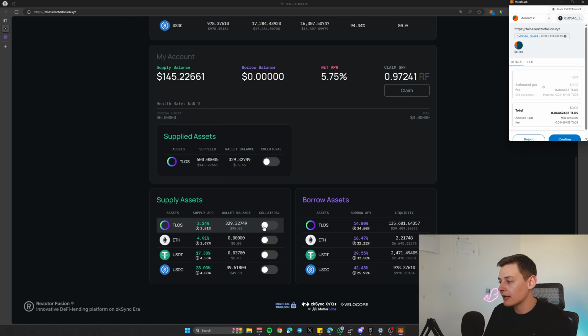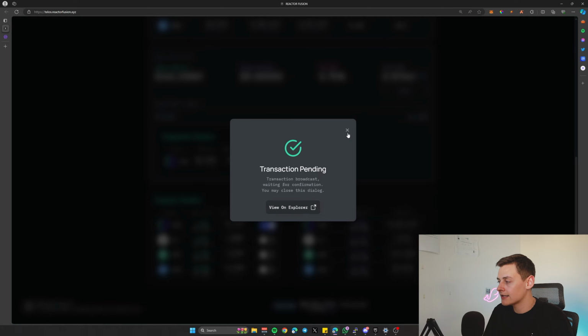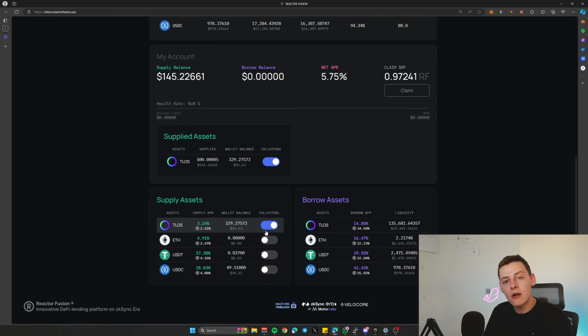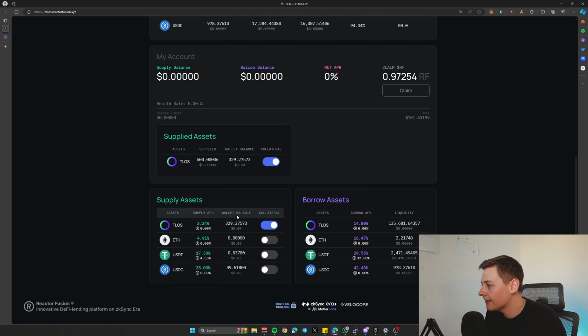So all you need to do is click on the collateral button, authorize the transaction through MetaMask once again. Once it's been broadcasted and accepted on the network, it will come up as on, which means that this is now accepted for collateral. So nothing actually changes just yet. This sits here just like as it always has, earning me interest, but it means that I can now borrow assets against my Telos tokens that I have sitting in Reactor Fusion. So now I've done that, what we can do is now we can look at borrowing.